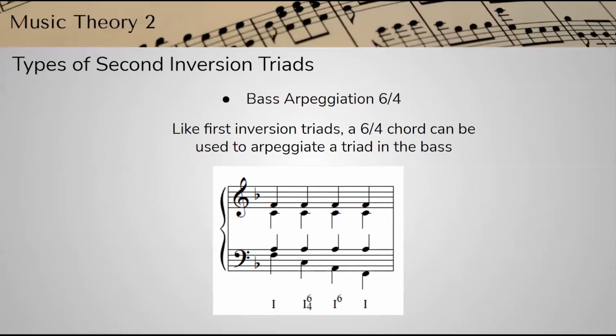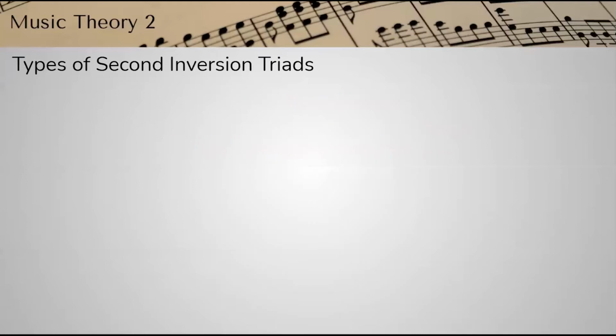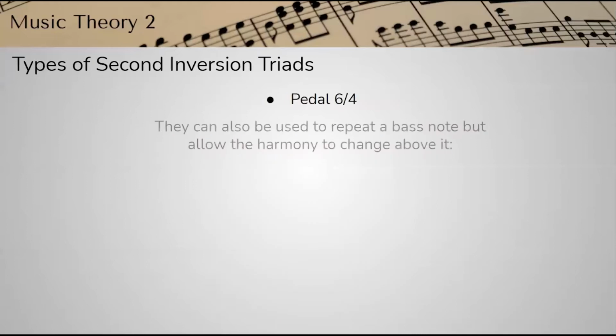Now we get an F chord outlined in the bass, which gives this otherwise boring little progression, not even a progression, some life. So that's one way you can use an arpeggiation 6/4. Now, the one that we call the arpeggiation 6/4 is the chord that's the second inversion chord. So if you were to identify it, that would be the arpeggiation 6/4. Okay, great. Let's look at another use of this kind of inversion, and that's the pedal 6/4.